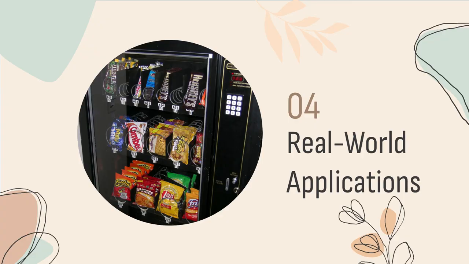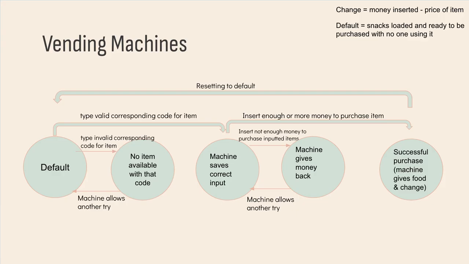Fourth, here are some real-world applications of state machines. This is a state machine of a vending machine. Starting at state 0, it is at its default state, where snacks are loaded and ready to be purchased with no one using the vending machine. If the user types in an invalid code for an item, the machine will allow another try for the user. If the user types a valid code for an item, the machine will save the input and be ready for the user to enter money.